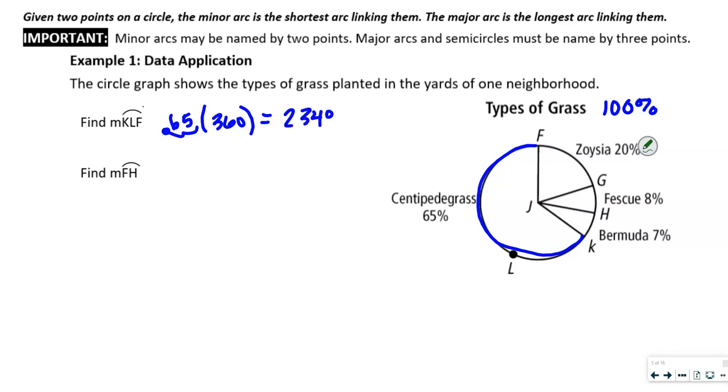Now we're going to do the same thing with this other arc, FH, right here. So notice that we have 20 and 8 over there. So this is going to be 28. And again, we're going to move the decimal 2 places to the left, and we're just going to multiply that by 360. And 0.28 times 360 is going to be 100.8 degrees, okay?